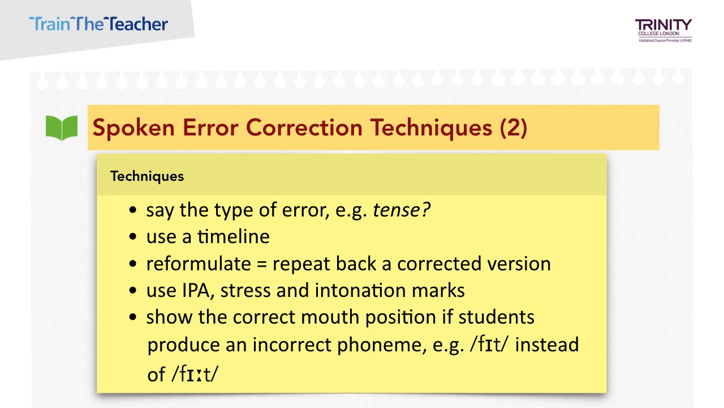For pronunciation errors, the use of the IPA or stress and intonation marks can be useful in indicating errors to the students. You can show them what phoneme they are producing versus which one they should be producing. Same with stress and intonation patterns. Also, showing your mouth shape to make the correct sound is also visually very effective. And by merely doing that as well, you use no teacher talk time, which is always a bonus.